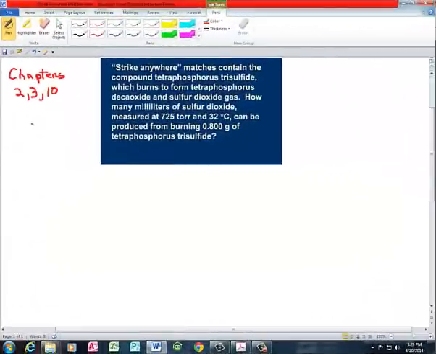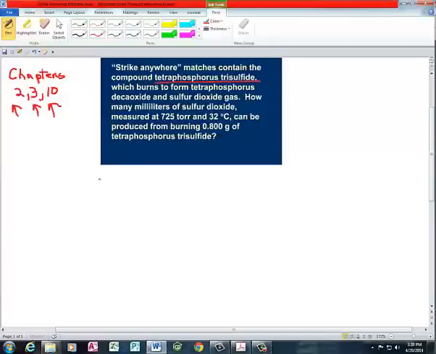What we want to do now is combine skills that we learned in chapters 2, 3, and 10. From chapter 2, we learned how to turn names into chemical formulas and chemical formulas into names. In chapter 3, we learned how to convert grams into moles, how to calculate a molar mass, how to balance a chemical equation, and how to do calculations based on solution stoichiometry. And then from chapter 10, we learned the gas laws. In this particular problem, we're going to need the ideal gas law. So let's go ahead and get started.